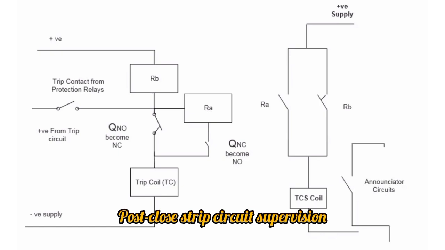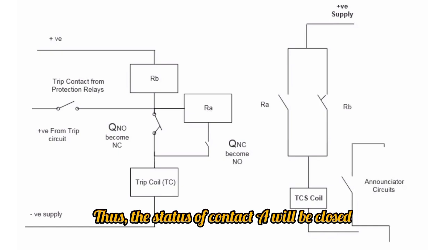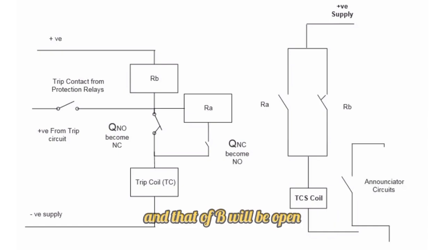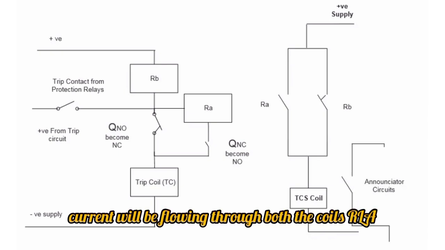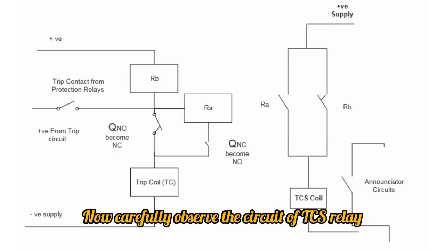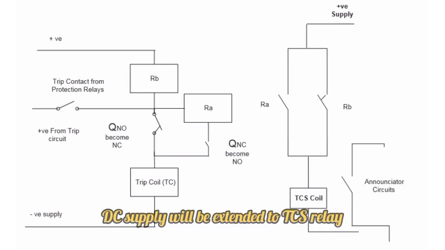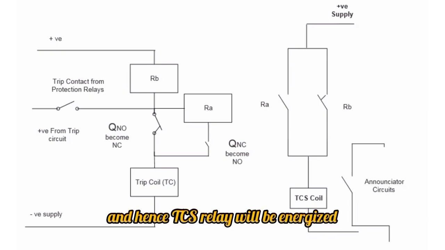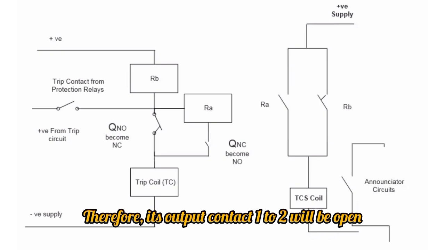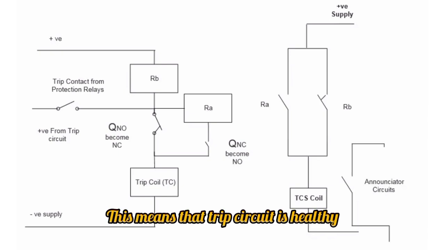Post-close trip circuit supervision. Post-close means that the breaker is closed, thus the status of contact A will be closed and that of B will be open. If you observe the circuit carefully, you will notice that in this case current will be flowing through the coil RLA. Now carefully observe the circuit of the TCS relay. Since the output contact of RLA is closed, DC supply will be extended to the TCS relay and hence the TCS relay will be energized. Therefore, its output contact 1 to 2 will be open and hence no window will appear. This means that the trip circuit is healthy.